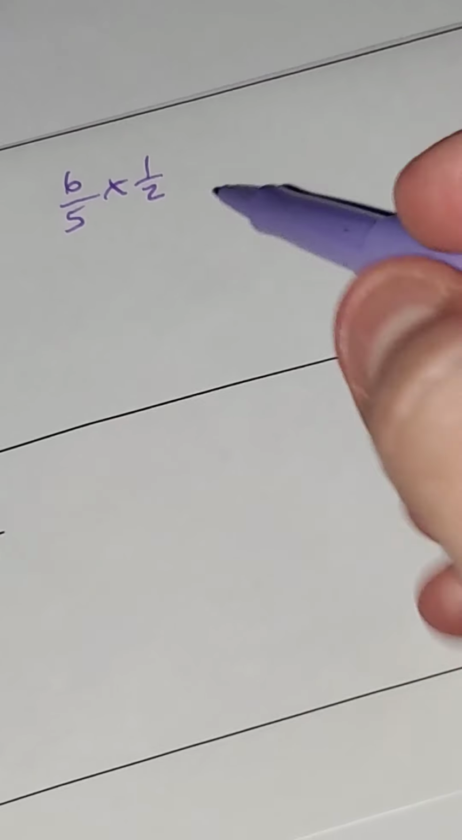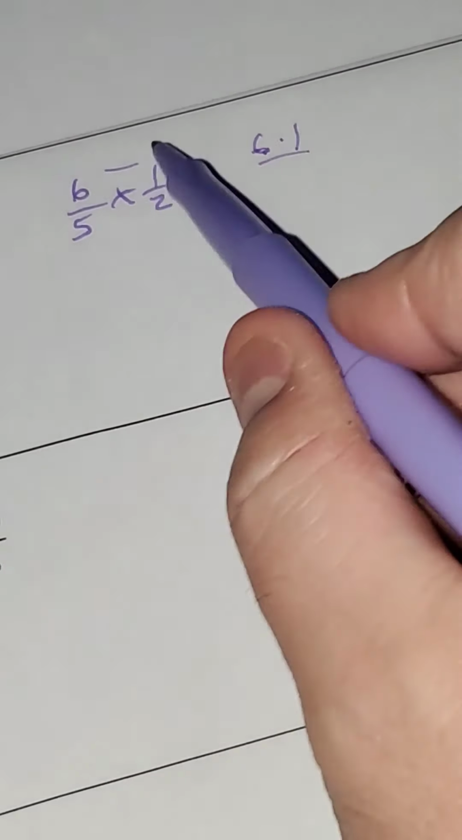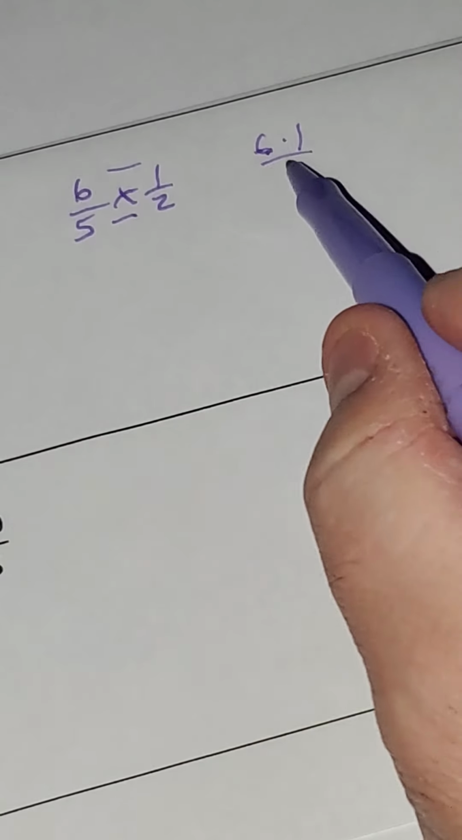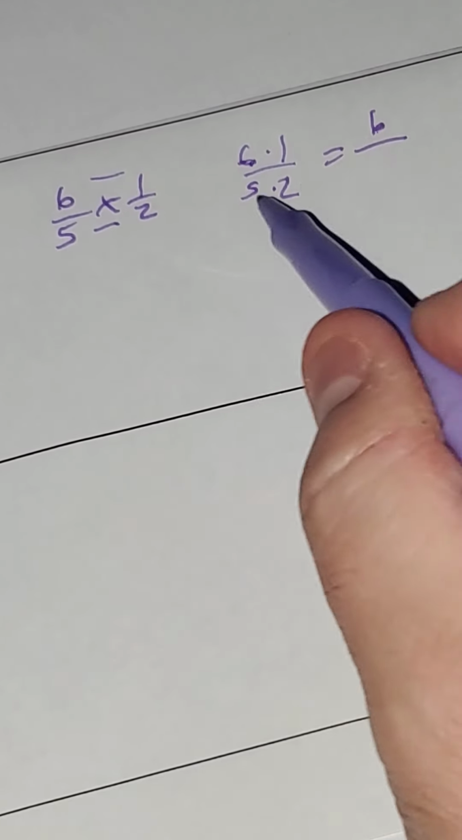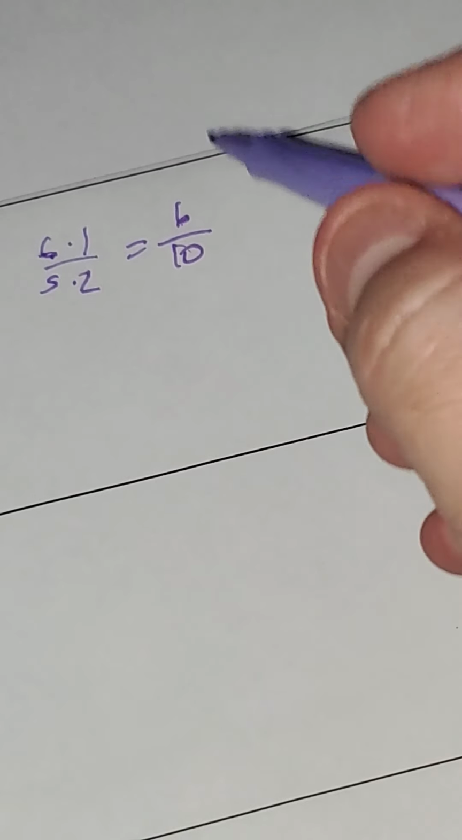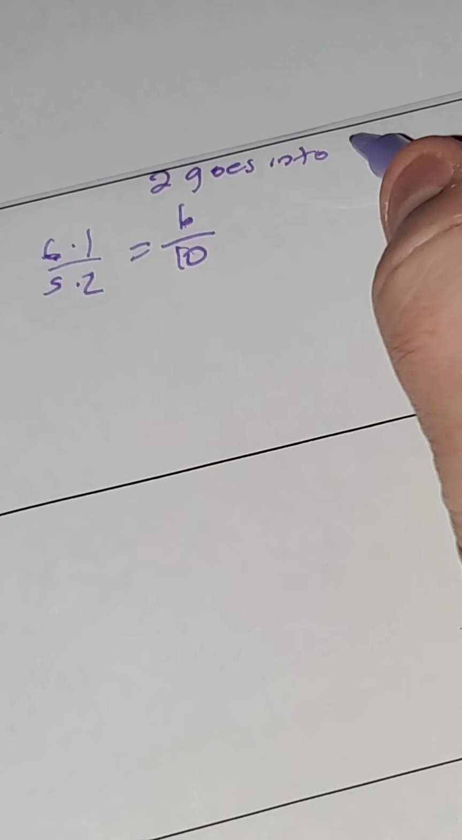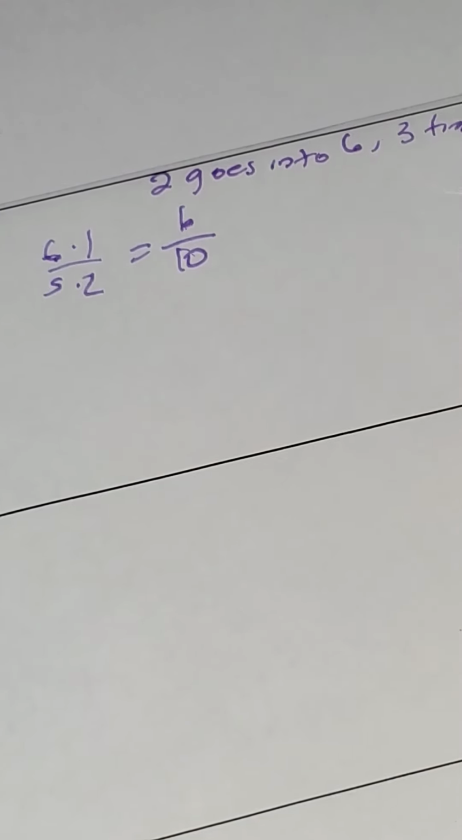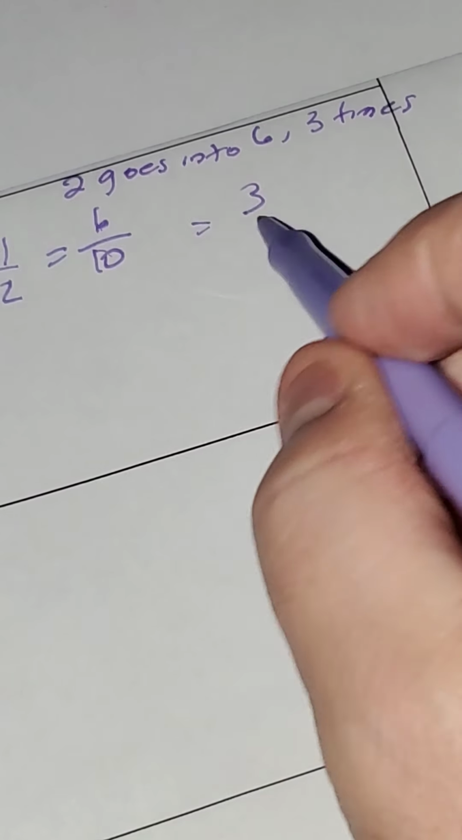Okay. Now, if we were to straight multiply this like I showed you a minute ago, we get the numerator times the numerator, 6 times 1, and the denominator times the denominator, 5 times 2. 6 times 1 is 6, and 5 times 2 is 10. If you notice, these are both even numbers. And since we know that 2 goes into 6 3 times, what this really means is 6 divided by 2 is 3.